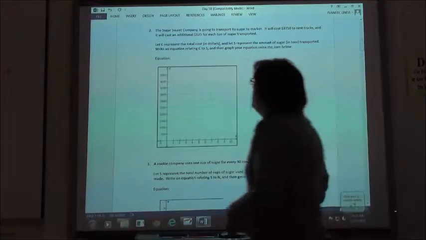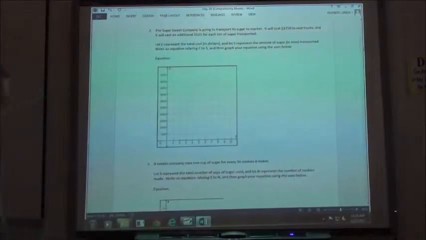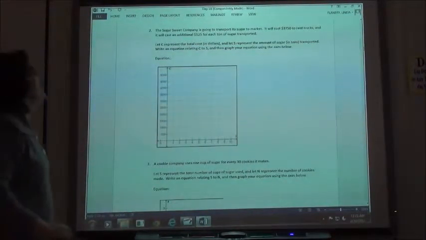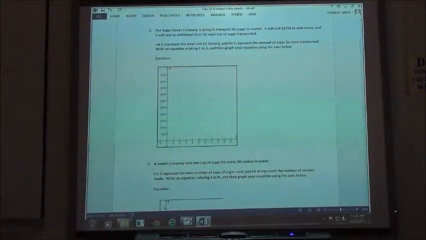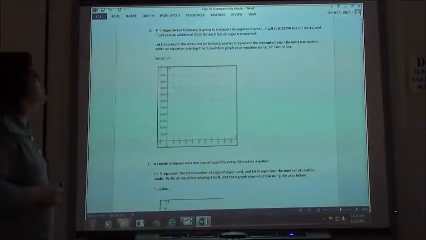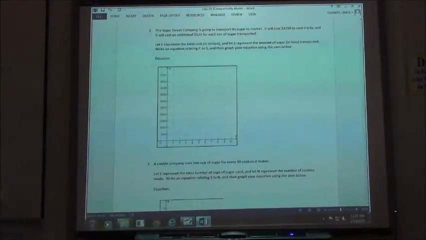Number 2 says the Sugar Sweet Company is going to transport its sugar to market. It will cost $3,750 to rent trucks, and it will cost, should say cost there, an additional $125 for each ton of sugar transported. Let C represent the total cost in dollars and S represent the amount of sugar in tons transported. Write an equation relating C to S.